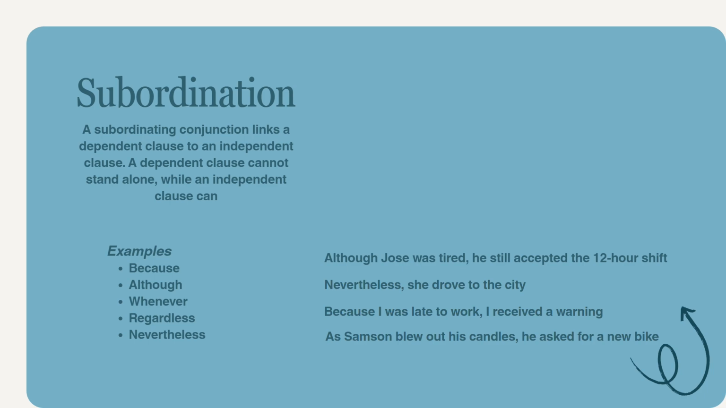If you notice here, there's one main thing with each of these. Right after the introductory clause, there is a comma. That's going to be a general rule that you're going to need to follow when you are starting a sentence with a subordinating conjunction. Make sure to have a comma right after the introductory clause.